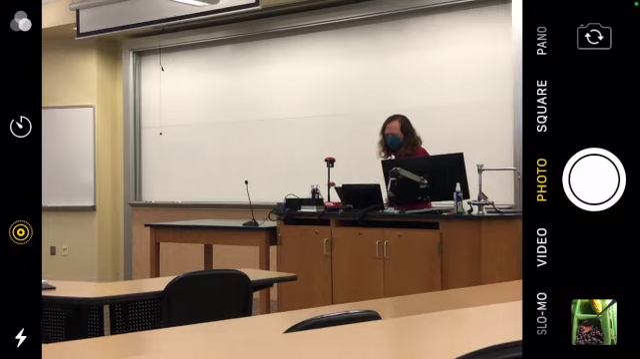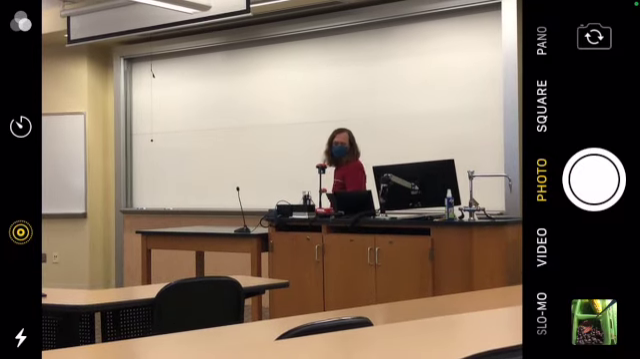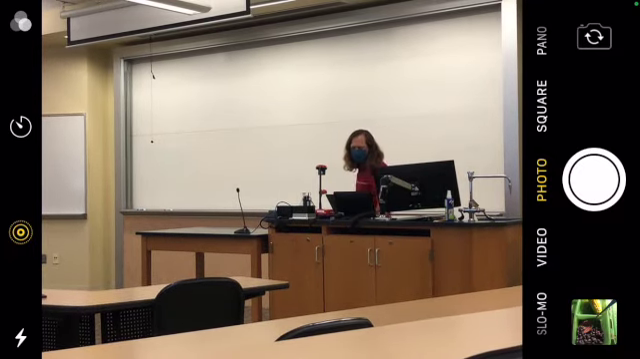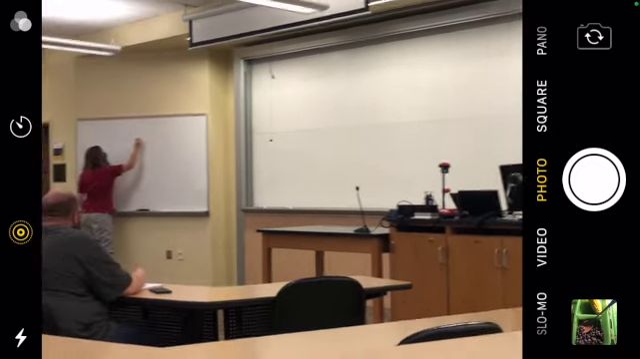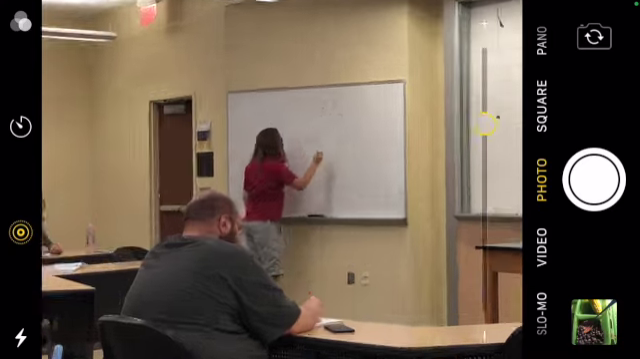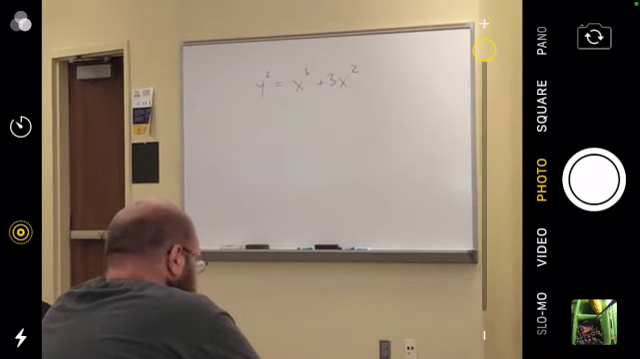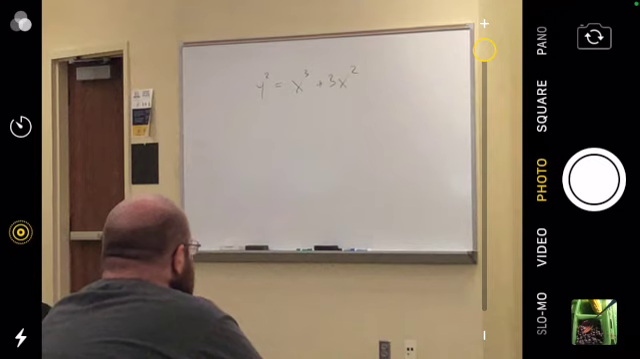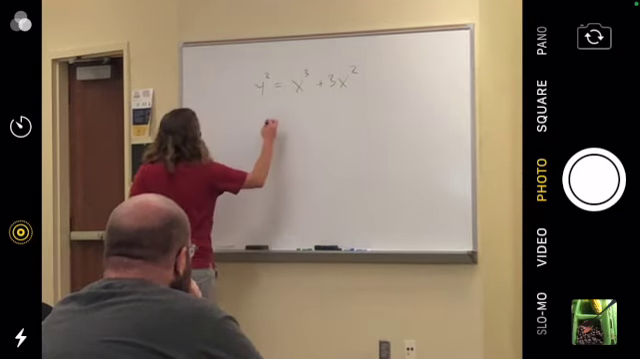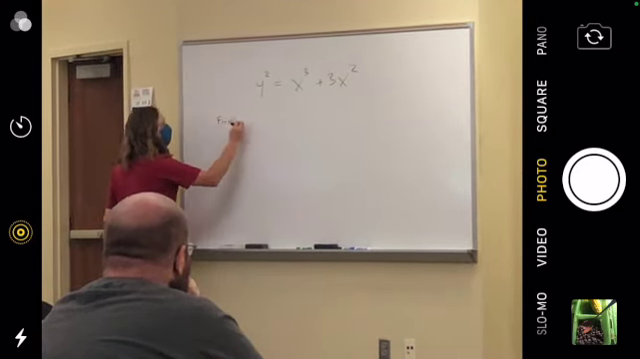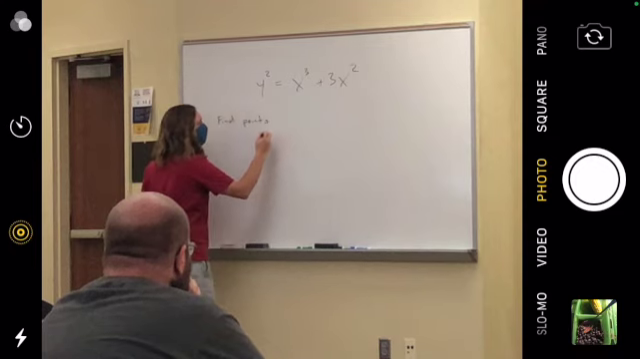All right, so today I want to look at an interesting example. y squared equals x cubed plus 3x squared. And the goal is to find points that have a horizontal tangent line.